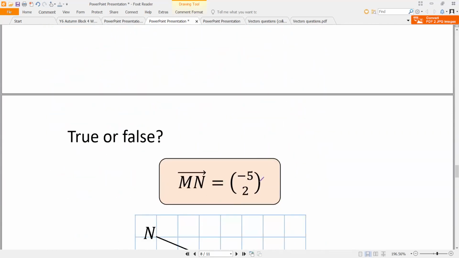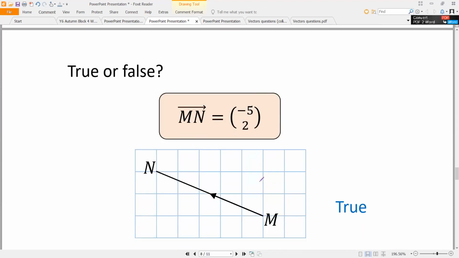That's it. Now look at this. It says true or false. MN equals -5 and 2. So let's go. This is the starting point. From M, as you can see, the direction to N, that's the meaning from this part. So how many? Oh, 1, 2. Okay, so the y part is 2. How many to the left? 1, 2, 3, 4, 5. As you can see, that will be -5. Remember to always put the signs. Therefore, it is true.